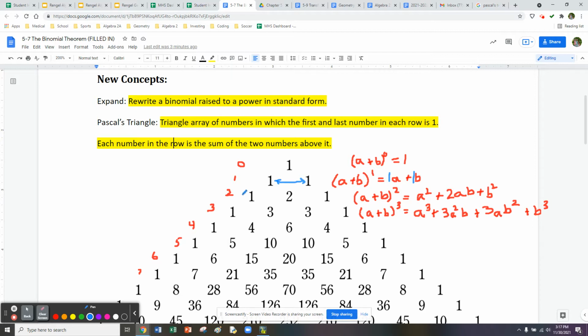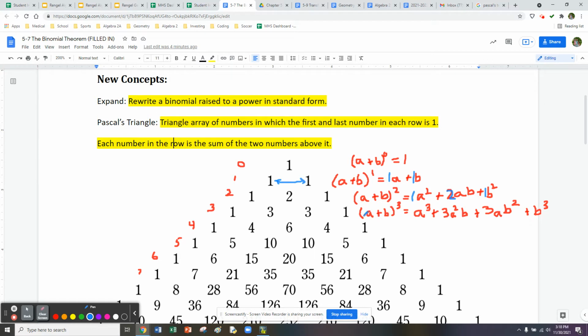Now when I get to row 2 here, where I'm going to multiply out a plus b squared, keep in mind that's going to be a plus b times a plus b. You end up getting a squared plus 2ab plus b squared. And if you look embedded inside the answer, you'll have a 1, 2, 1, which is the next row of Pascal's triangle.